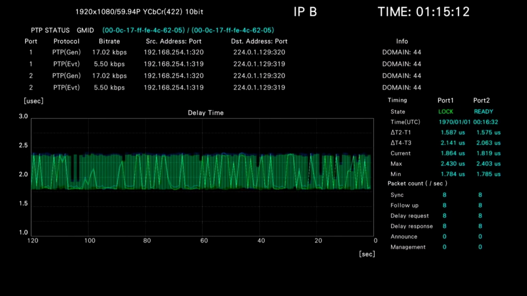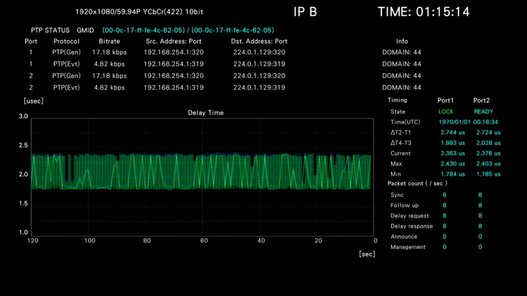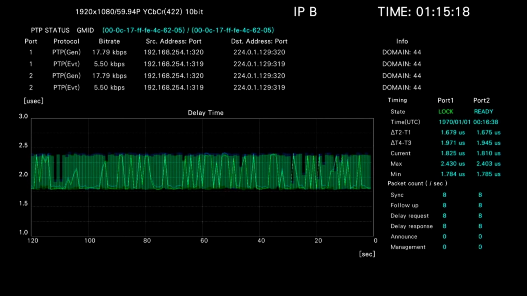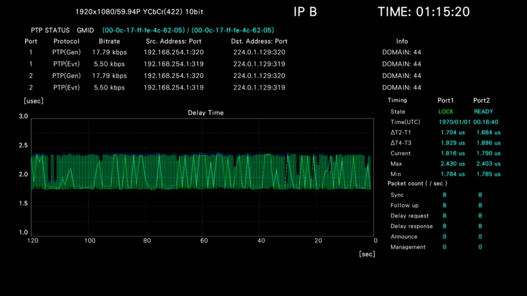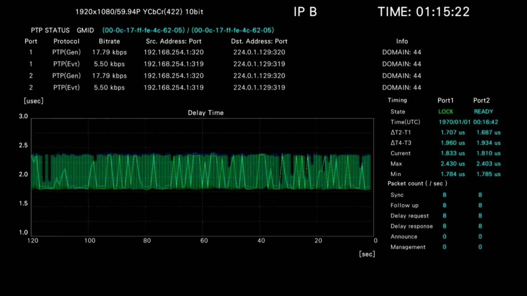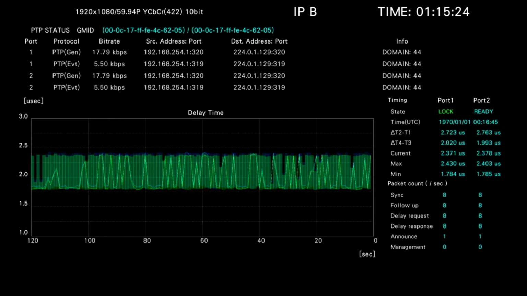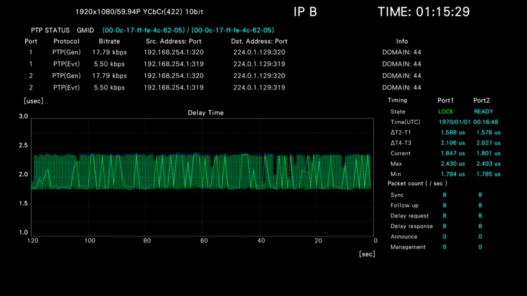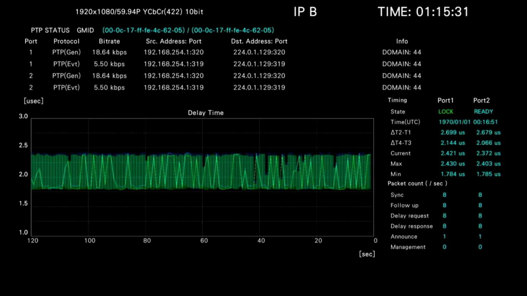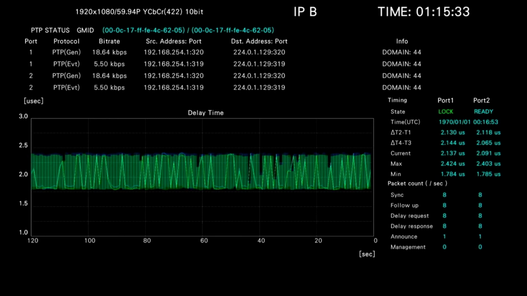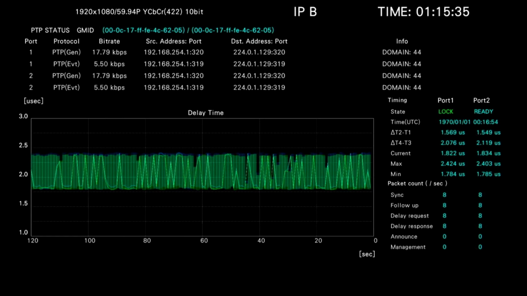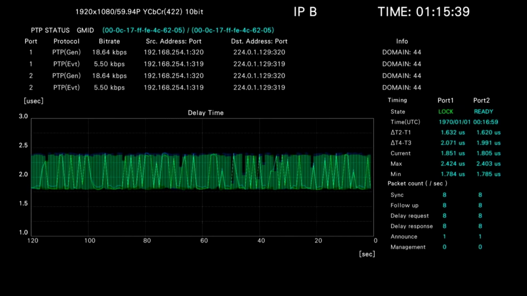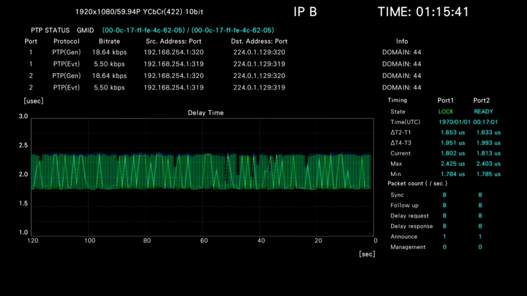So let's take a look at the network path delay measurement. As previously mentioned, in reality, asymmetric packet delay time can also occur due to the length of time the packet stays in the switch or the network routing changes. So the average transmission time can fluctuate, as can be seen from the delay time graph on the screen, which displays the current maximum as 2.43 microseconds and the current minimum as 1.784 microseconds.